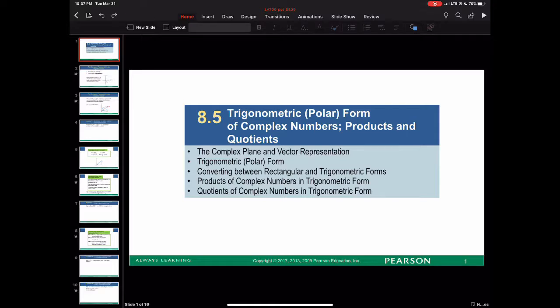They're the same thing. Then we're going to look at a few things, which are the complex plane and vector representation. We're going to look at trigonometric form or polar form. We're going to convert between rectangular and trigonometric forms. We're going to use the product of complex numbers in trigonometric form, and we're going to do quotients of complex numbers in trigonometric form.